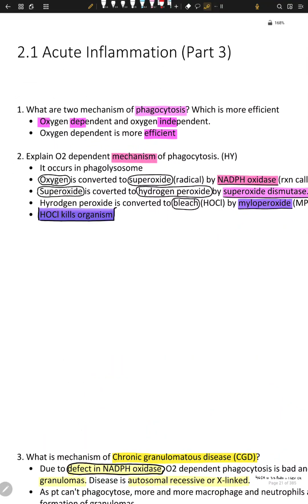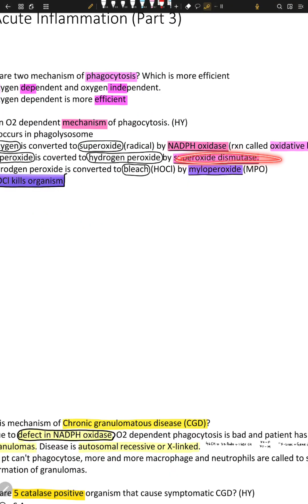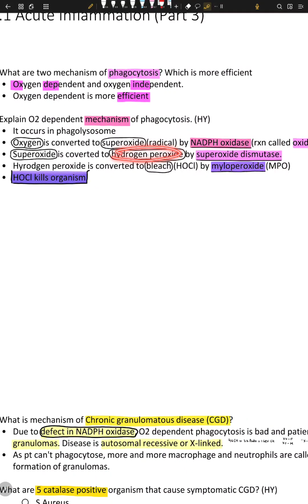To convert superoxide into hydrogen peroxide, we need superoxide dismutase. If you have a problem in superoxide dismutase, you'll not make hydrogen peroxide, which is very important to make bleach. Your body can produce bleach, which is HOCl. HOCl is made from hydrogen peroxide converted to bleach via myeloperoxidase, MPO. So we need these three enzymes: NADPH oxidase, superoxide dismutase, and myeloperoxidase. And this bleach kills the organism.